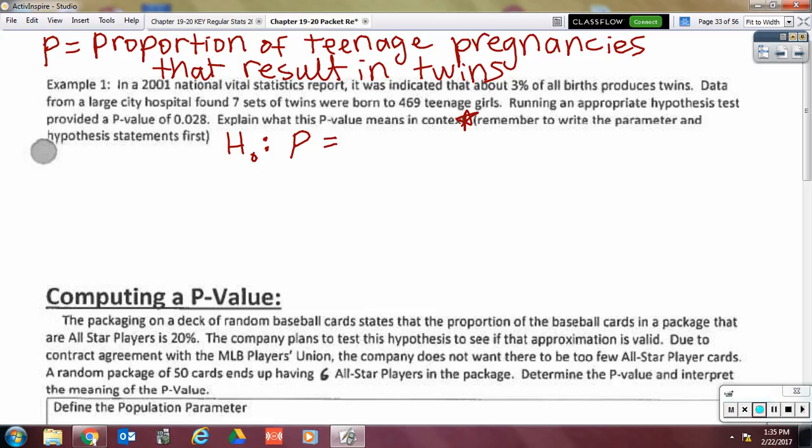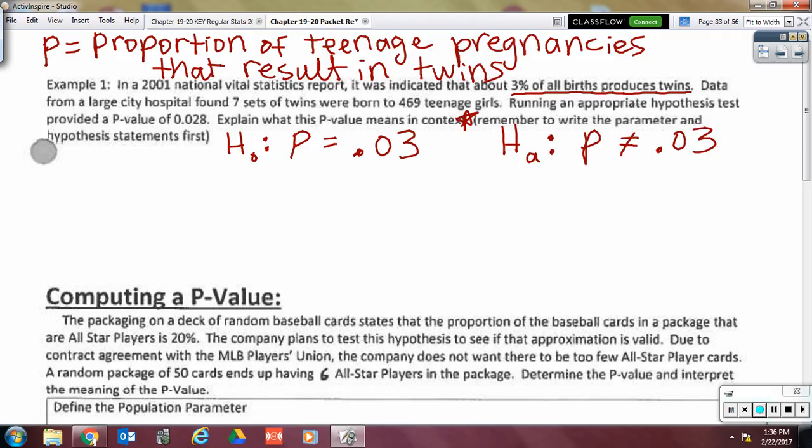No. 3% of all births produce twins. So we're going to start out saying, let's just say the teenage twin birth rate is the same as everything. And then we're going to wonder if we have evidence to say it's something else other than 3%. We're going to eventually wonder, can we reject that 3% claim or not? So did it say one way or the other, or is it a not equal to? Okay, I'm just going to go with not equal to since they didn't wonder about one direction or the other, greater than or less than.